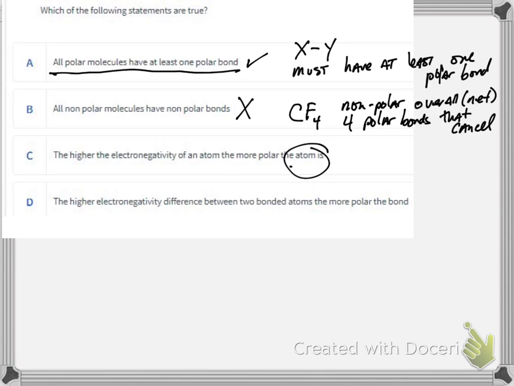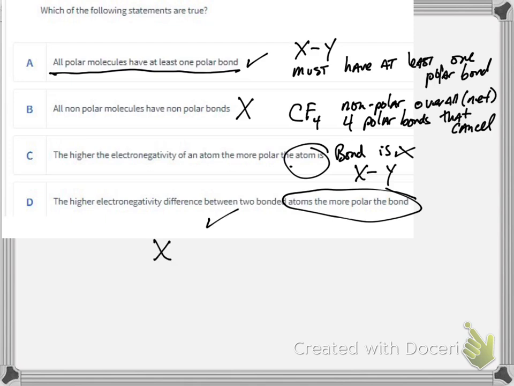The higher the electronegativity of an atom, the more polar the atom is. Well, electronegativity is really about bonding, and so we're talking about the stability of an atom. Electronegativity tells you about the stability of an atom, but doesn't tell you how polar an atom is. It tells you how polar a bond is. So C would be incorrect. And we get to D, which has the correct answer: the higher the electronegativity difference between 2 bonded atoms, the more polar the bond. And that's going to be true.